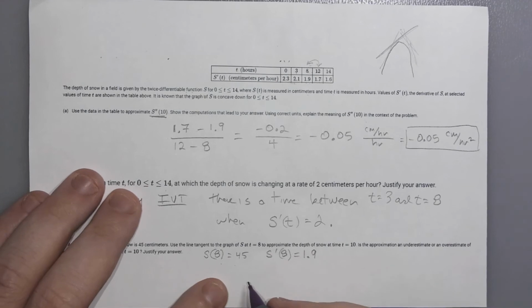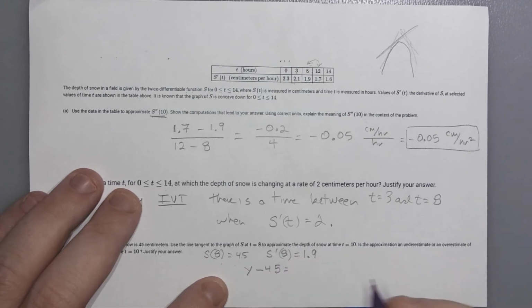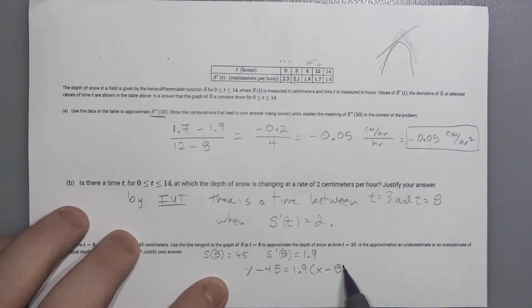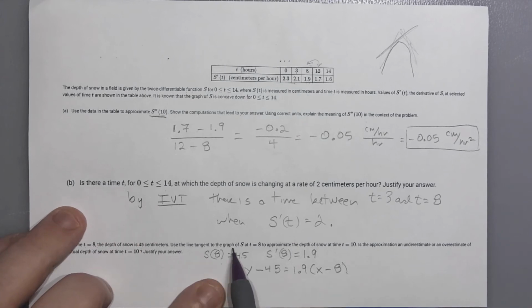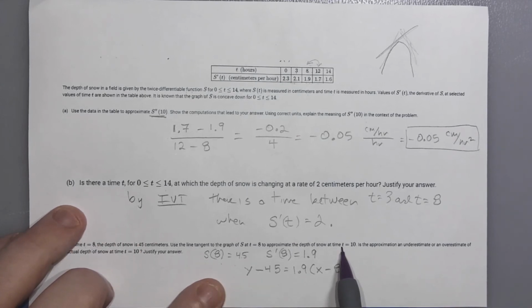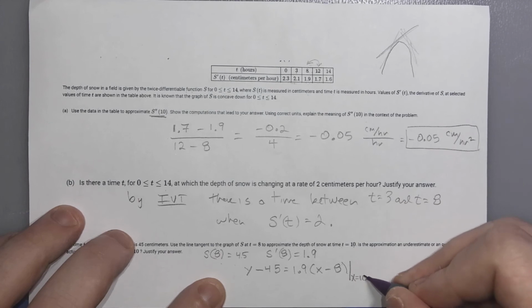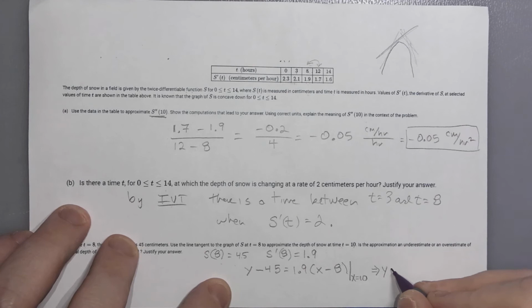So the tangent line would be y minus the y coordinate equals the slope times x minus the x coordinate. So there is the equation of the tangent line, and they want us to use this to estimate the actual depth at time equals 10. So I'm going to take this and replace x with 10.